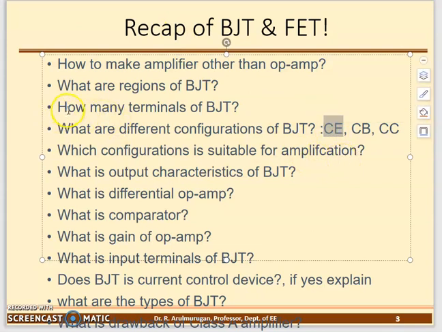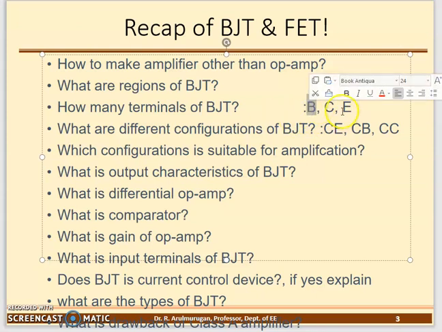How many terminals does a BJT have? BJT consists of the base terminal, collector terminal, and the emitter terminal. These are the three terminals. Which one is the input? Input is the base. Then what is the output? Output is the collector, with respect to the emitter. The emitter is a common ground for the base as well as the collector.